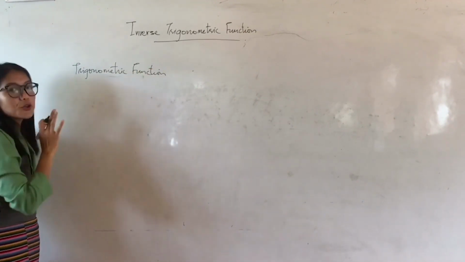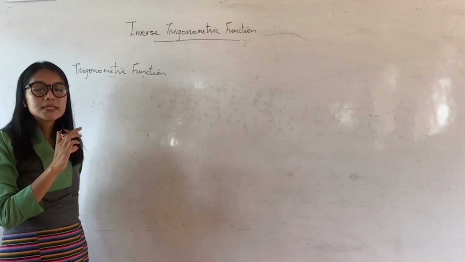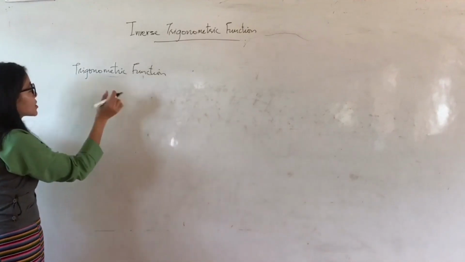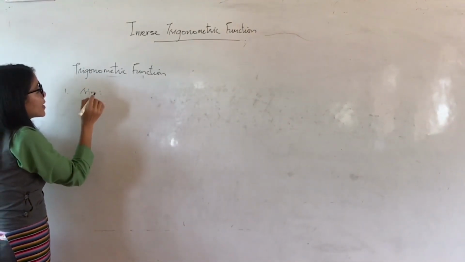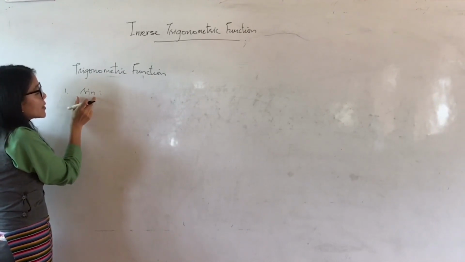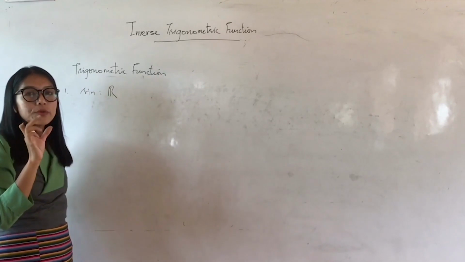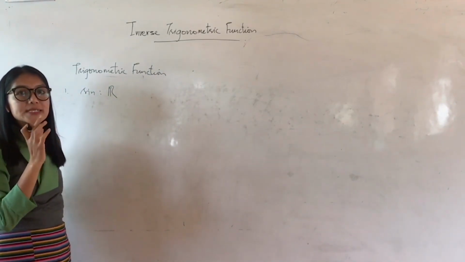We have a chapter on trigonometric functions in class 11, in which you were introduced to the 6 trigonometric ratios and their domain and range. So I'll just give you the domain and range of the 6 trigonometric functions. For the function sine, we know that the domain is the set of all real numbers. What do we mean by domain? Domain means the set of all x at which the function is defined.